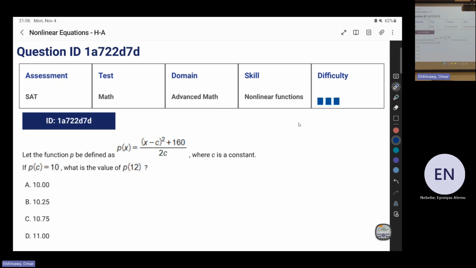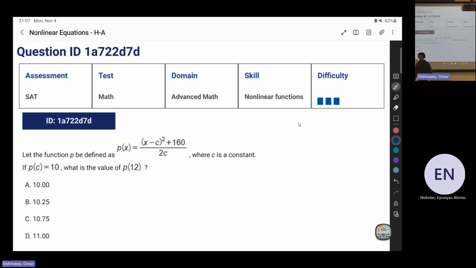It's P of C equals 10. P of C is the value you get when you plug in C. Plugging in C means you remove X and put in C. So you would remove this X and put C here and C there.